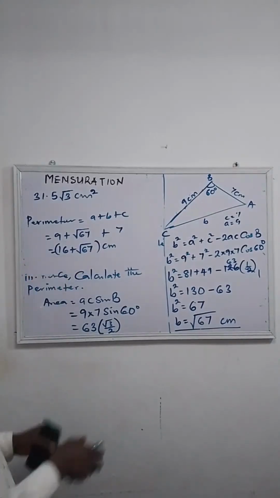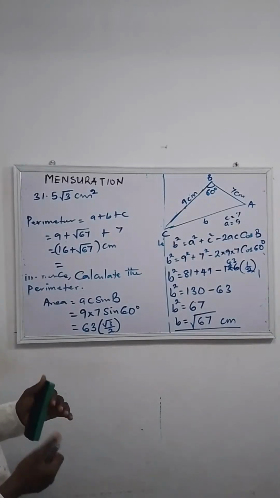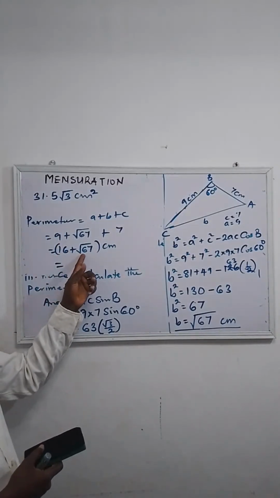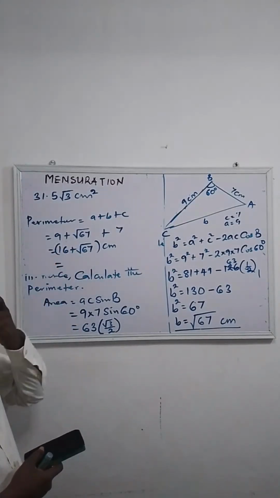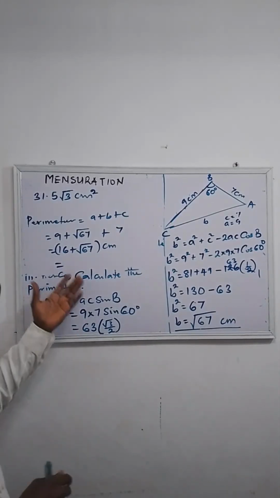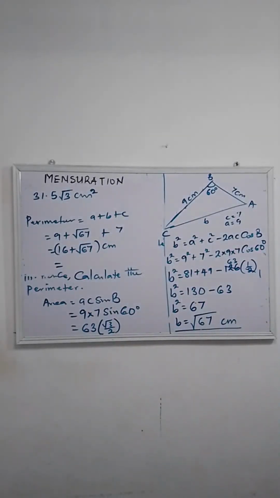So once you add it together, now can you please punch that and tell me what the answer would be, the perimeter. So when you add the square root of 67 with 16, what do you have? That's going to give you a decimal number. Okay, can you do that? And drop the answer in the comment section. Let me see what we have for that.